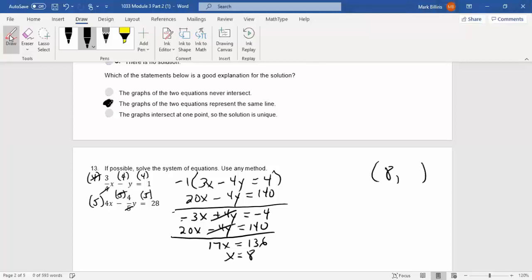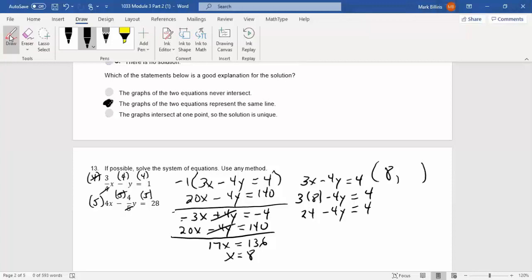Now I need to find the corresponding y value. I'm going to choose one of my two equations. I'm going to choose the 3x minus 4y equals 4 and substitute 8 in for x. So I have 3 times 8 minus 4y equals 4. So this is 24 minus 4y equals 4.